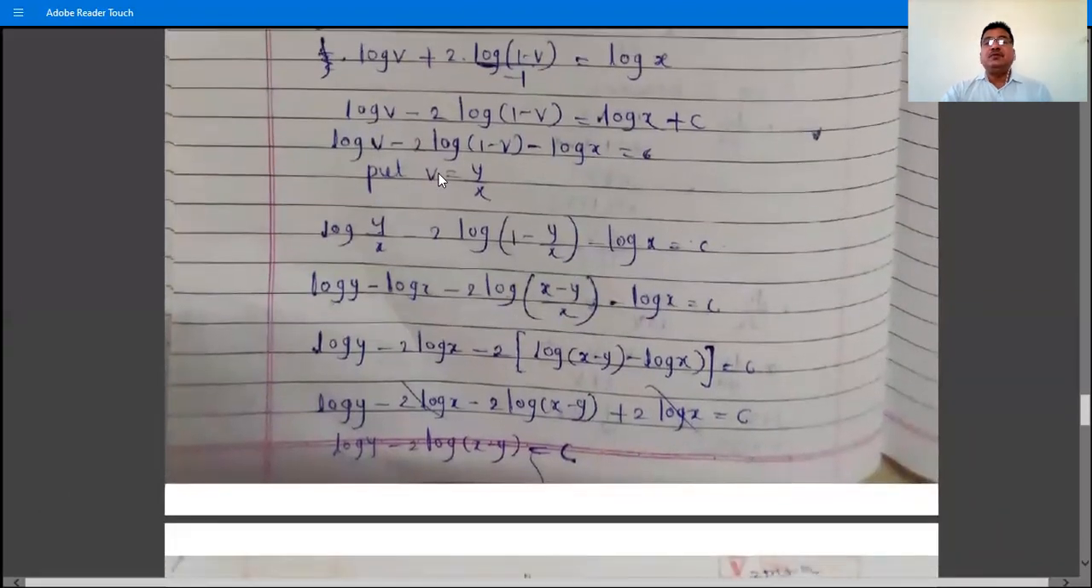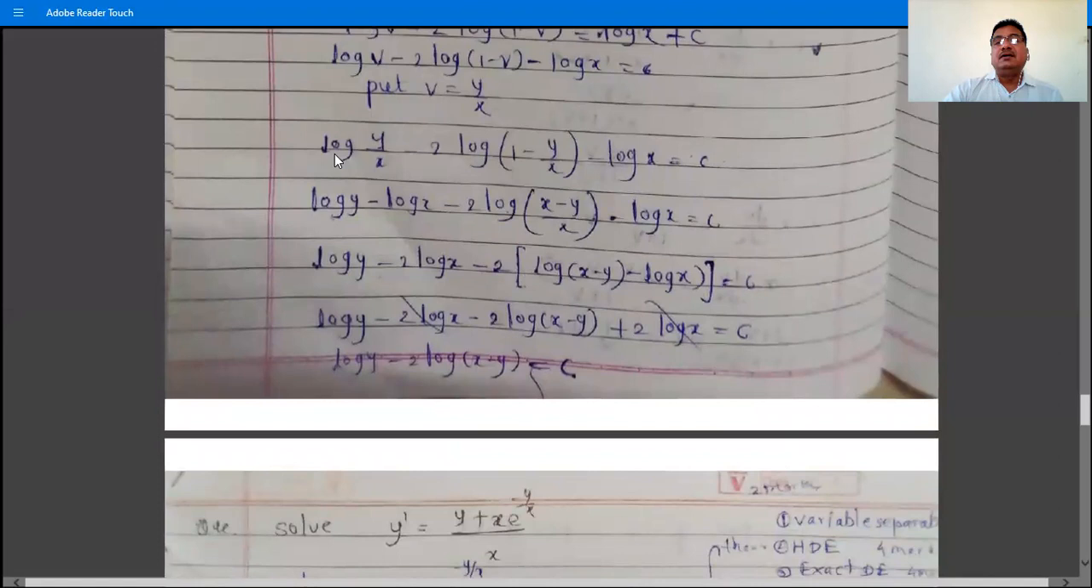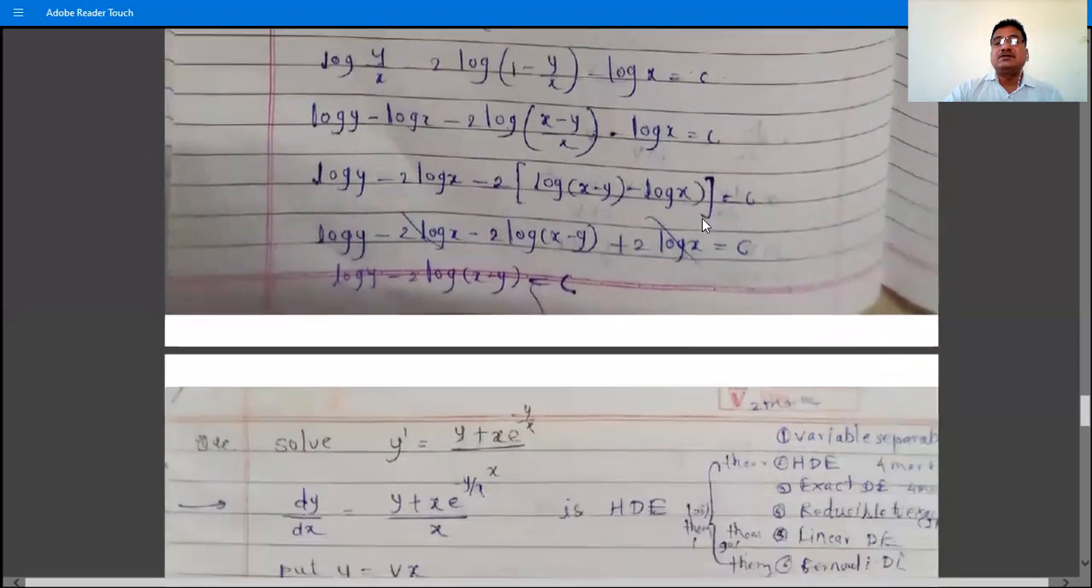Then resubstitute v as y by x. So what do we have? Log y by x minus 2 log 1 minus y by x minus log x is equal to constant. So this is a final answer, or we can simplify this step. Then by the log a by b rule, log a minus log b, minus 2, again here the LCM is x, x minus y is the numerator, minus log x is equal to constant.